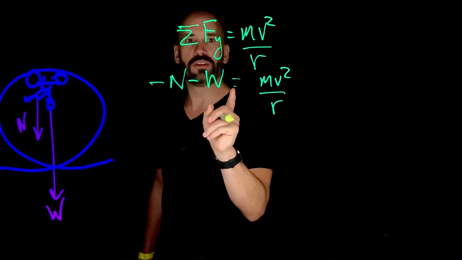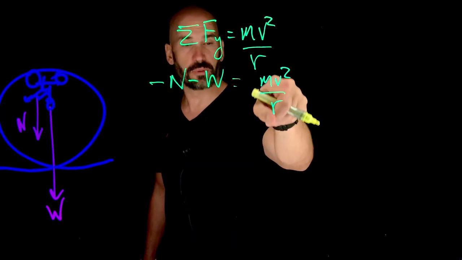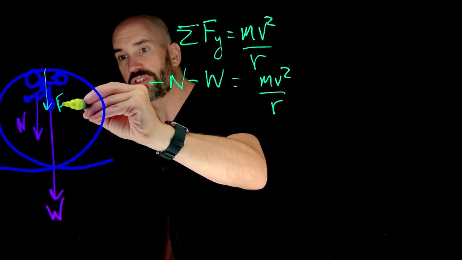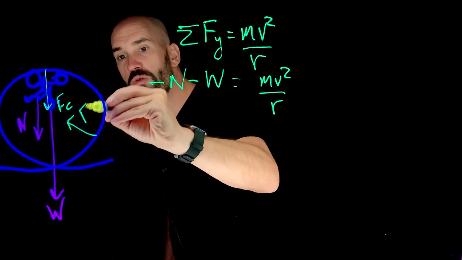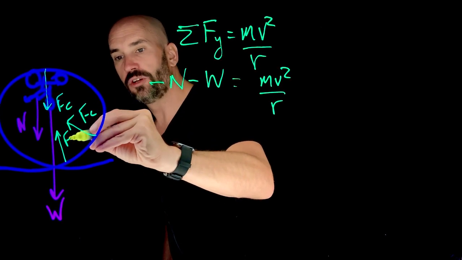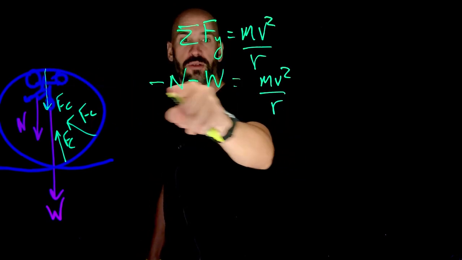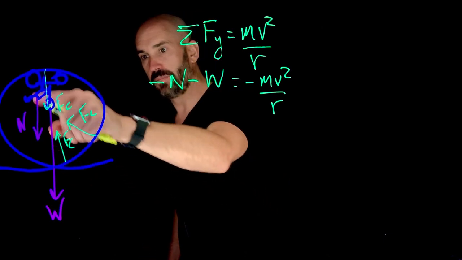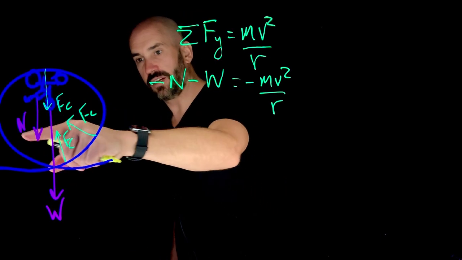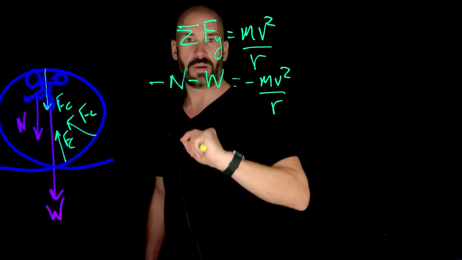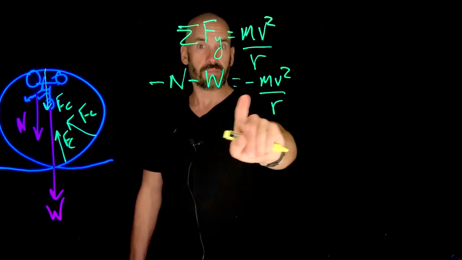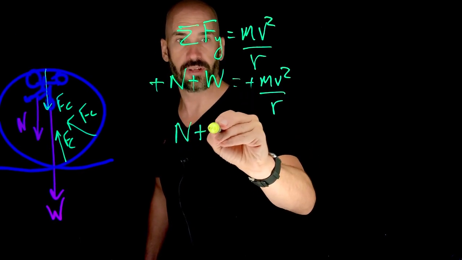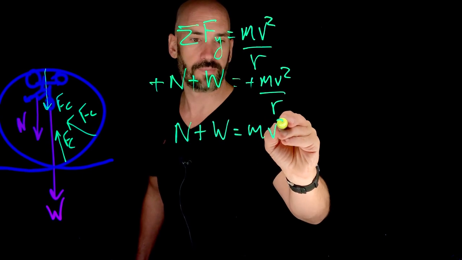But it's important to know that centripetal force always points inward, so you need to reflect that when making this equation. If you're at the top and your centripetal force is pointing downward, that's a negative centripetal force. Whereas at the bottom, centripetal force would be pointing up, towards the center, and it would be positive. But that's beautiful, because we can just make this positive, positive, positive, and rewrite this as N plus W equals mv squared over r.